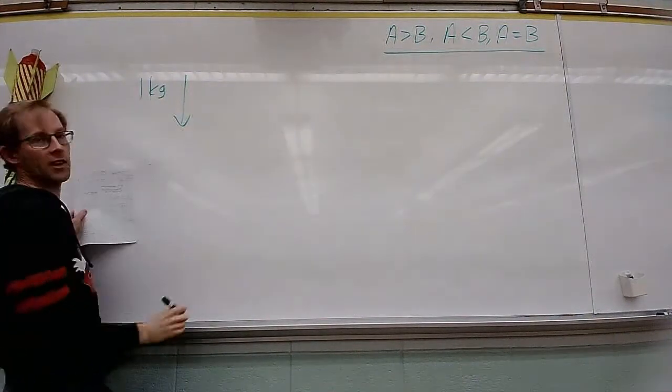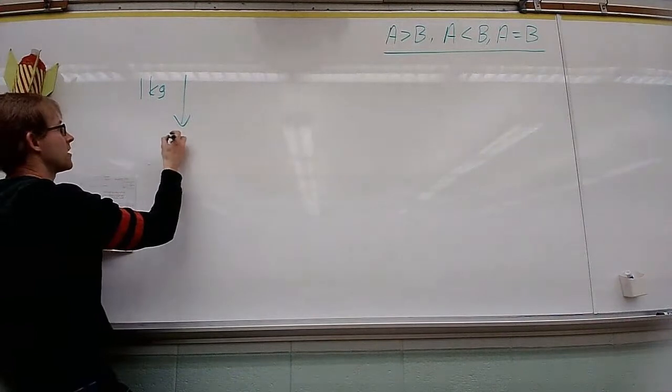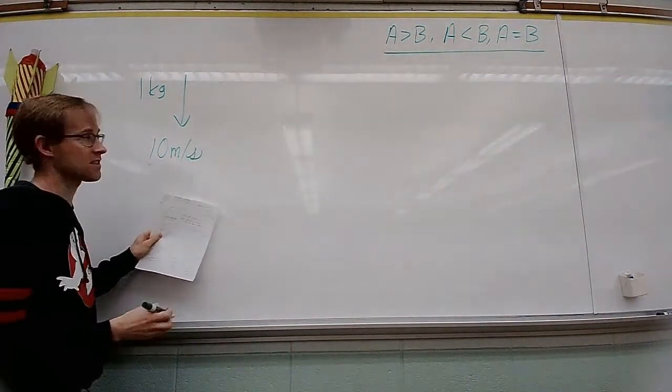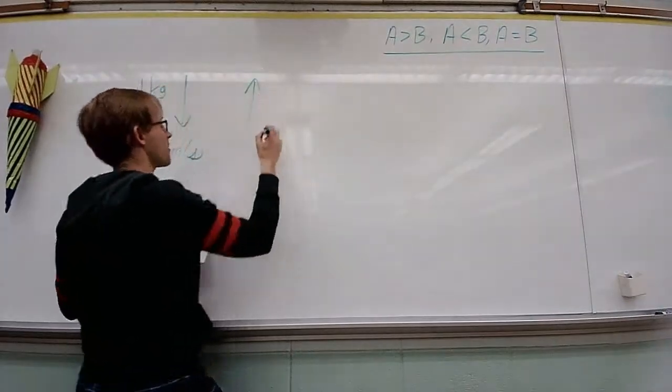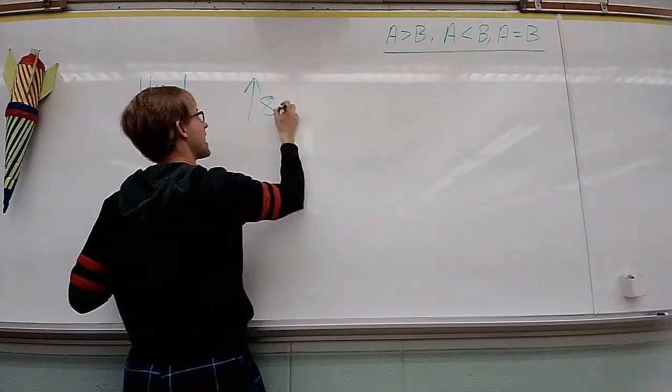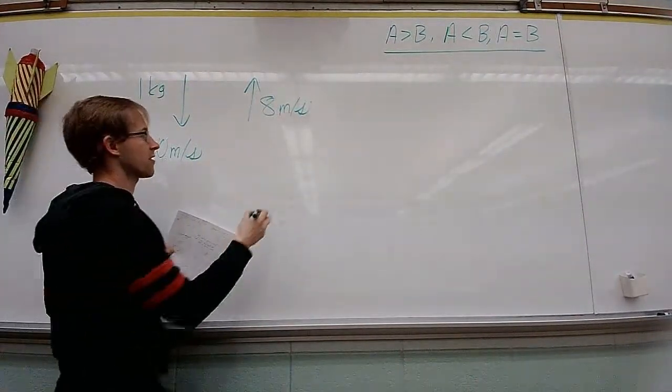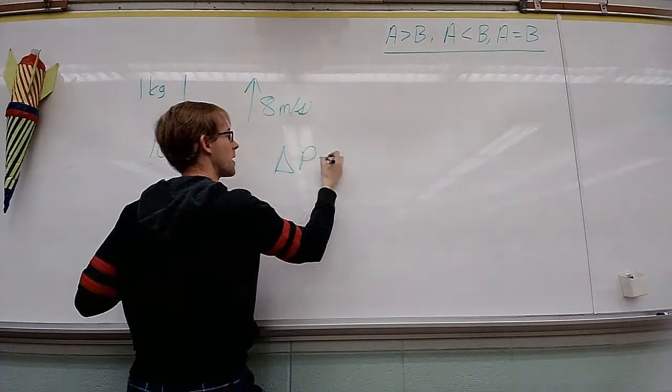There is a 1 kilogram object. It is traveling down at 10 meters per second. And then it hits the ground and it bounces up with a velocity of 8 meters per second. Go ahead and calculate the change in momentum, please.